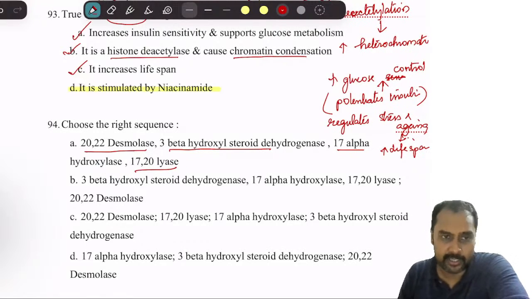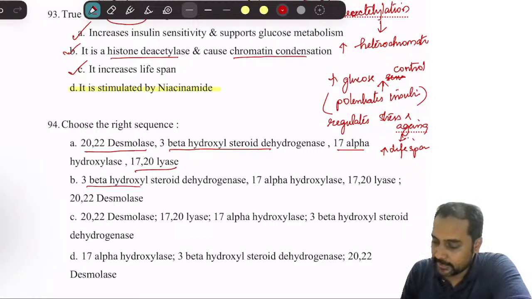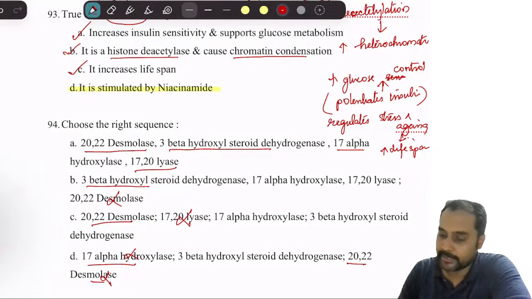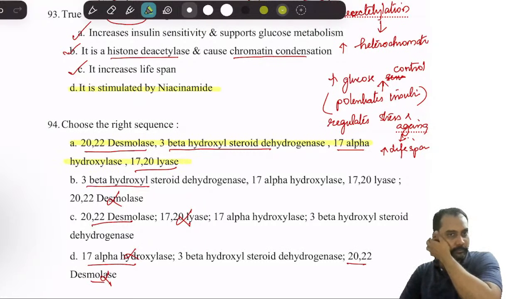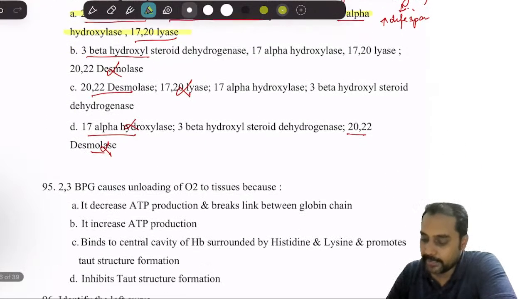Remaining everything is wrong. See, first 3-beta and then lastly desmolase, wrong. Desmolase, but after that lyase is coming, wrong. 17-alpha is beginning, lastly desmolase, again wrong. So that leaves us with only one option, which is the first option. Okay, is that clear? Fine.